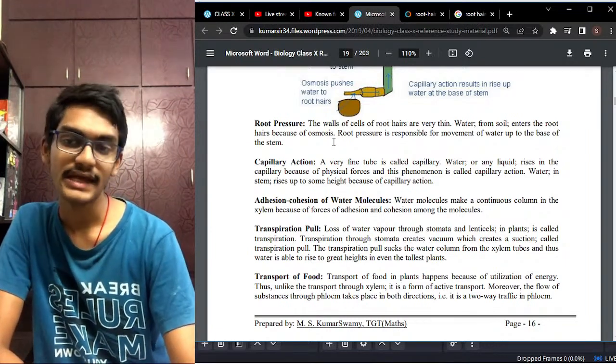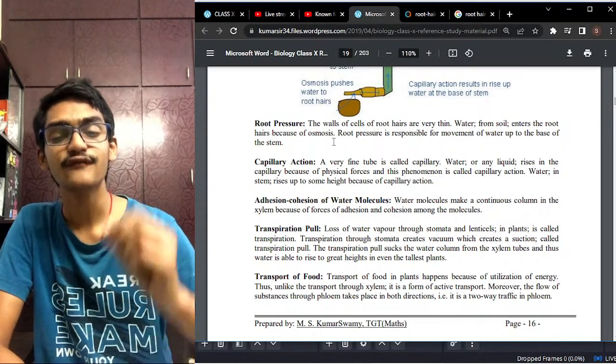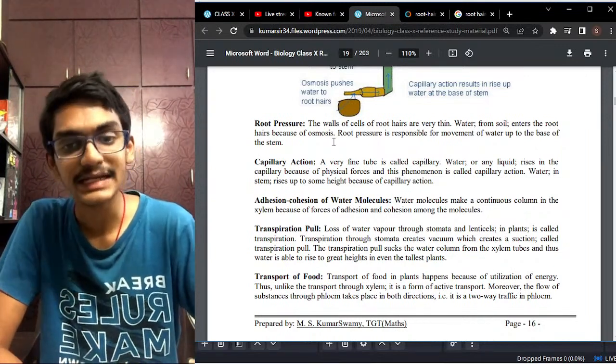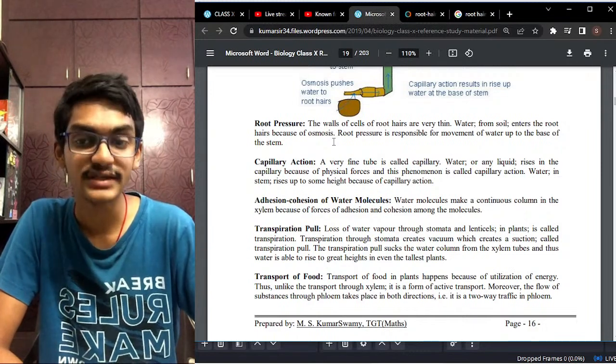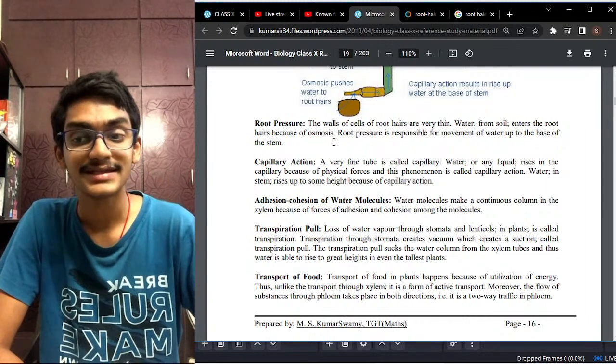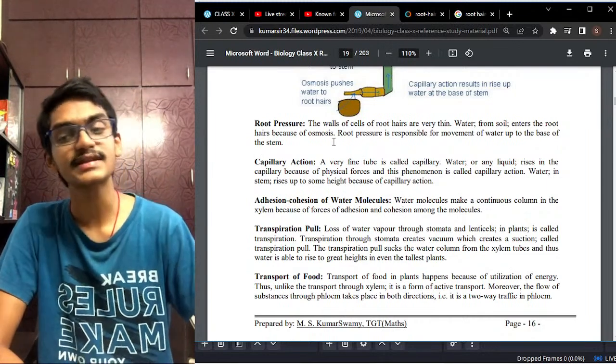Then comes the capillary action. So what is this capillary action? A very fine tube is called a capillary. Water or any other liquid rises in the capillary because of a physical force, and this phenomenon is considered capillary action. So water in the stem rises up to some height because of this capillary action.